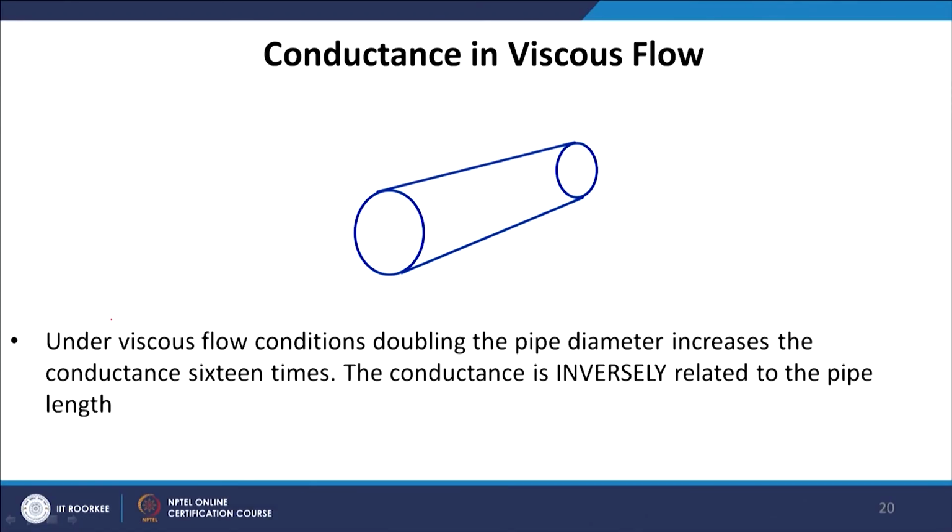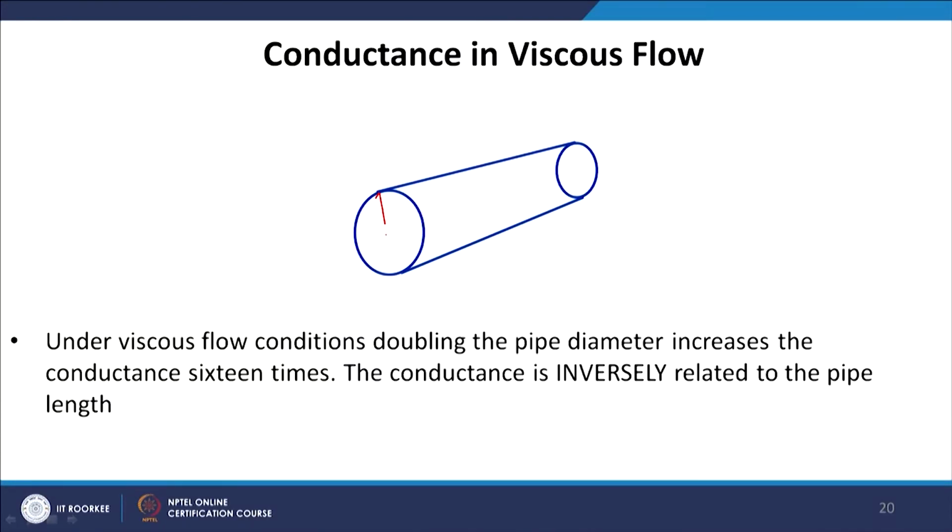Now, what is conductance in viscous flow? Under viscous flow conditions, doubling the pipe diameter increases the conductance 16 times. One important thing to know here is why we are talking about the mean free path. Is it only that it lessens with the pressure? No, actually the mean free path changes whether the flow is viscous flow or a molecular flow. But what is important for that? This viscous flow or the molecular flow is directly related to the conductance, and that is what we are all interested about.